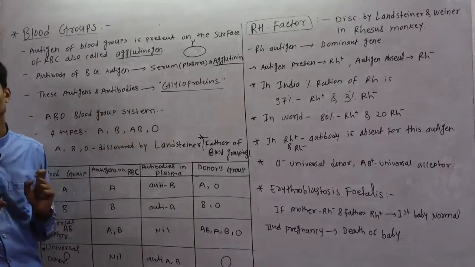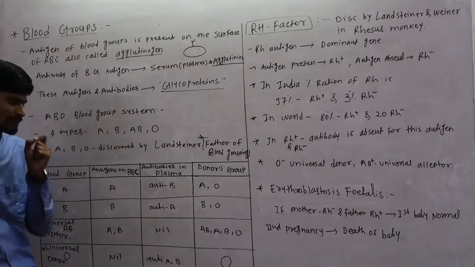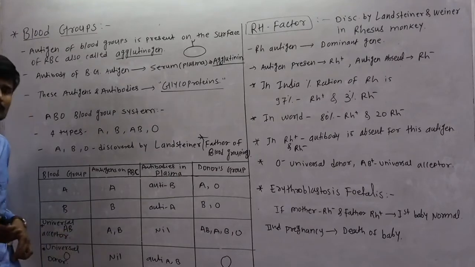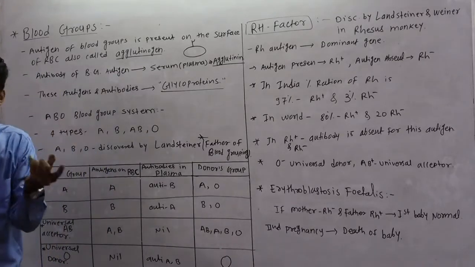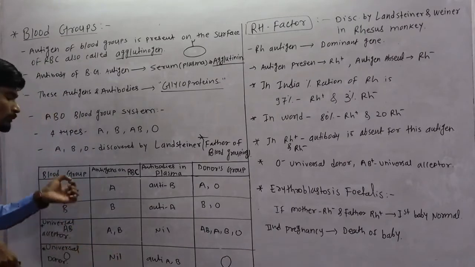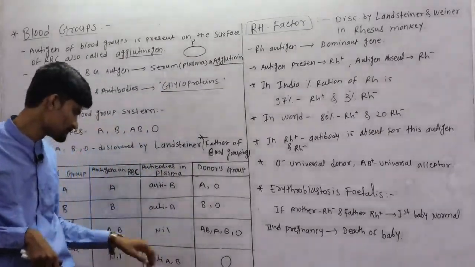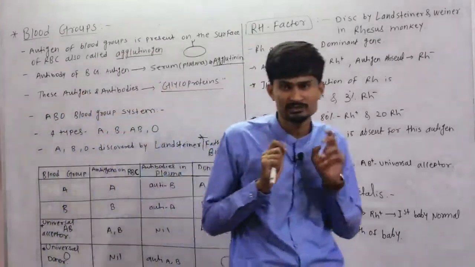So this point is very important that you have to remember, that AB blood group is a universal acceptor, and the reason is because the AB blood group does not have antibodies in their plasma. Simple. Next blood group is O. O blood group means the person has no antigen on the surface of RBC. So that is why nil. So the blood group is called O. But the antibodies in the plasma of the person who has blood group O, that is antibody A and antibody B, both are present.